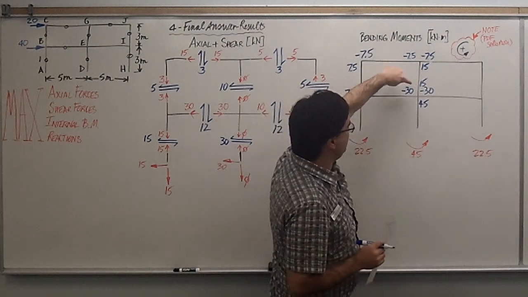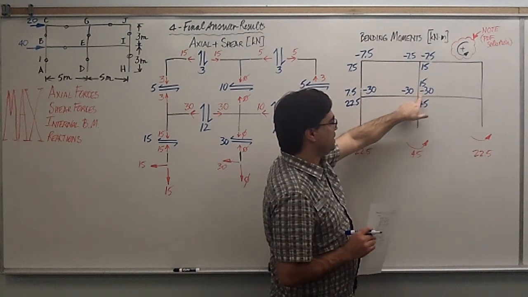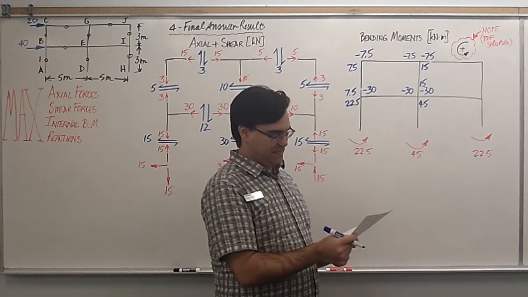Okay, so this 15 refers to the bottom of this column. That minus 30 is that end of the beam. Okay, so use the same process. See if you can get the same answers.